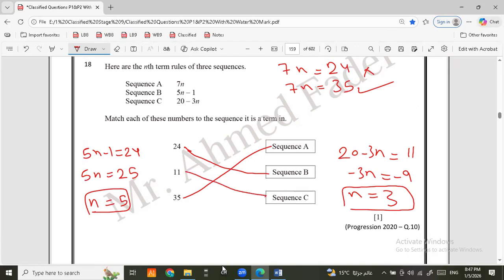So just take this and try it. It is obvious that for 7n, 7 multiplied by something gives me 35 is the only thing that is going to work. 7 times 5 is 35. Nothing multiplied by 7 gives me 11. Nothing multiplied by 7 gives me 24. So it is obvious that 35 is a term in sequence A. You try the rest and you find your final answers.